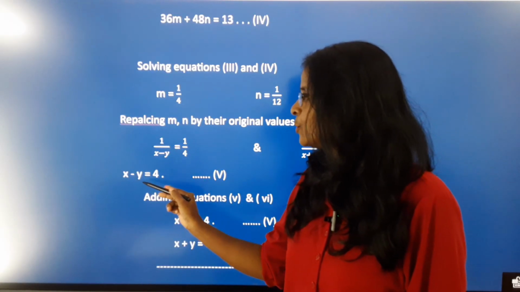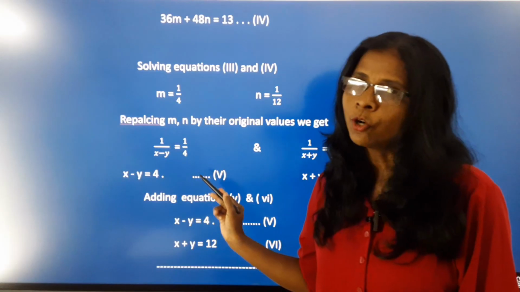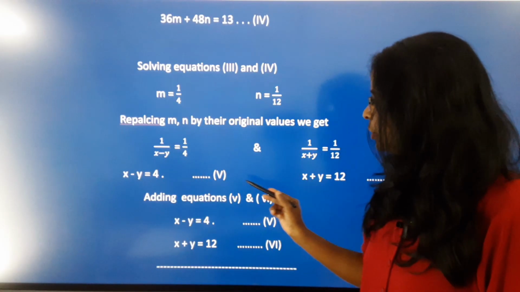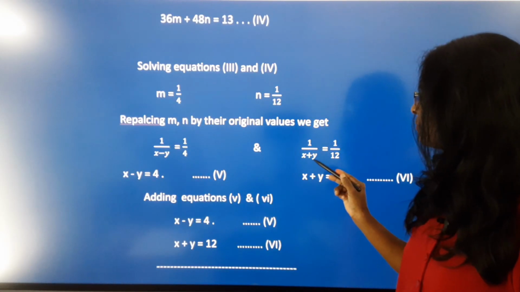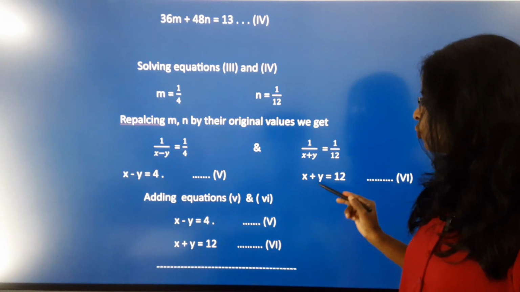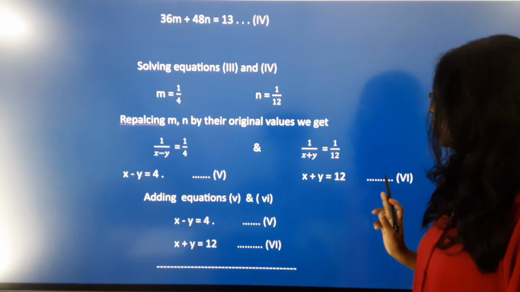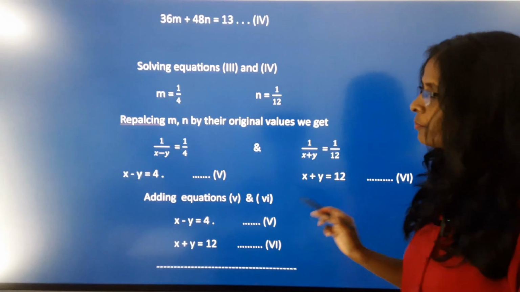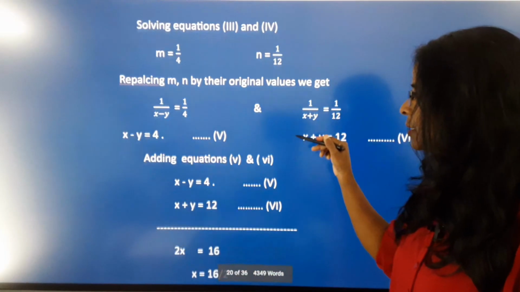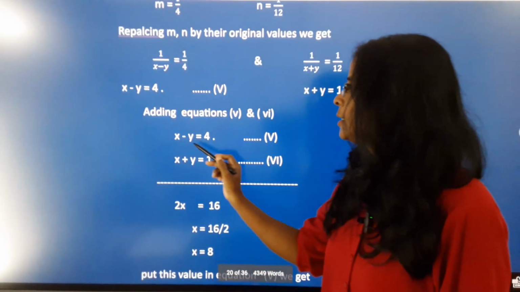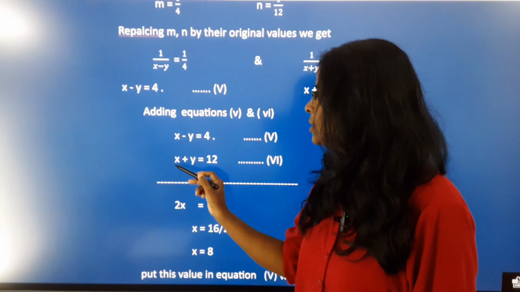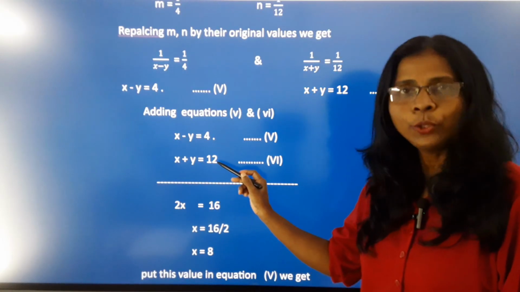That means x minus y is equal to 4, and call it the fifth equation. Now here 1 upon x plus y is equal to 1 upon 12, so x plus y is equal to 12. Call it the sixth equation. Now adding these fifth and sixth equations, we have x minus y is equal to 4 plus x plus y is equal to 12.